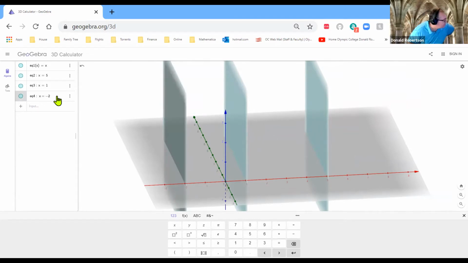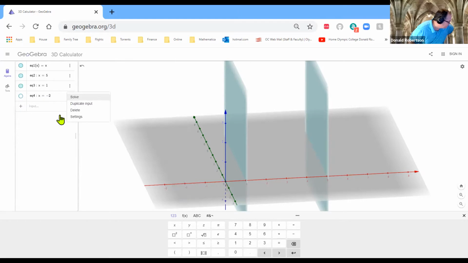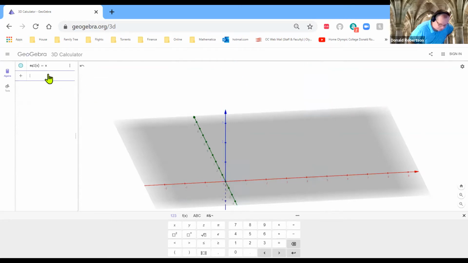Okay, let's take a couple of these guys out if I can. That's that one. Let's take this one out. I should just be able to kill these guys, shouldn't I? There we go. I'll keep one of them. Let's put equals 5 back in, right?